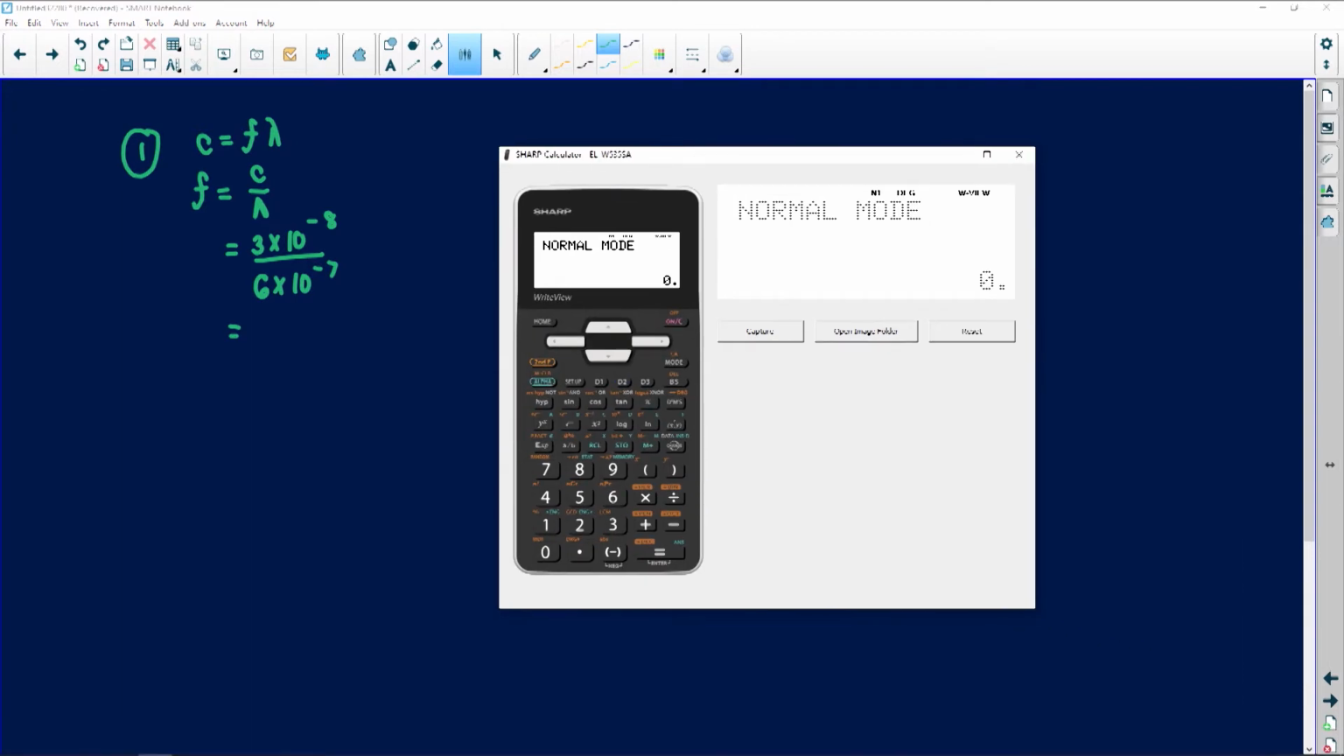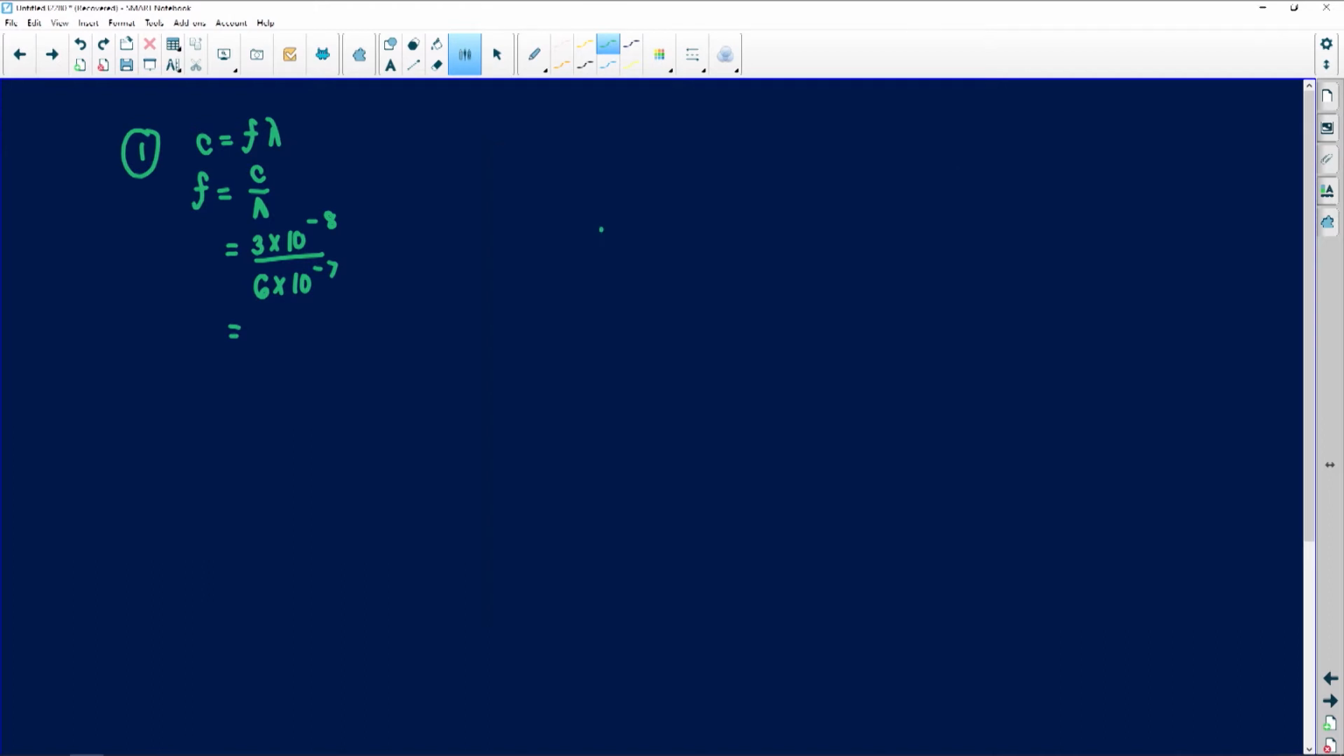On my calculator, I've got 3 times 10 to the exponent 8. Close my bracket. Let me just go back. I must bring it down. At the bottom, I'm going to have 6 times 10 to the exponent negative 7. Let's bring that down. And let's see. Then I get a frequency of 5 times 10 to the exponent 14. Remember, frequency is measured in hertz.